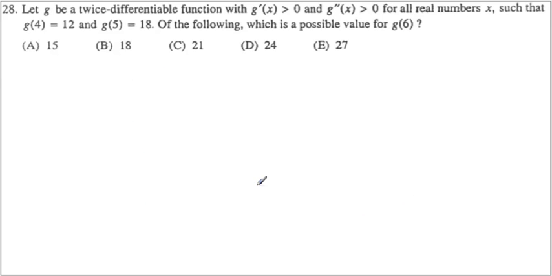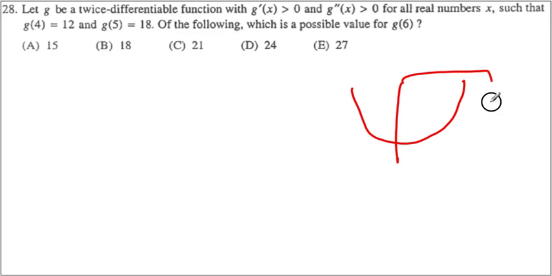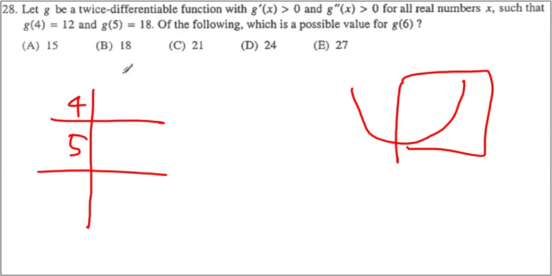Alright, last question from the first section. Let g be a twice differentiable function, so the first derivative is positive and the second derivative is also positive. That means if I have to sketch it, the second derivative is positive and the first derivative is still positive. That means we are looking at this section over here. G of 4 is 12 and g of 5 is equal to 18. Which of the following will be possible for g of 6? The fact that it's curving up means it's increasing more and more. So if I have to just write it up here, 12, 18, and then something else.